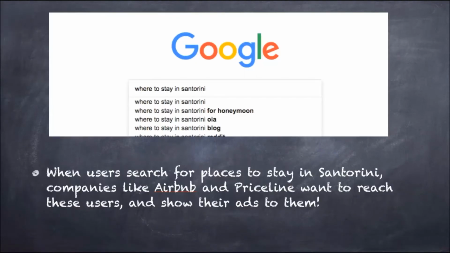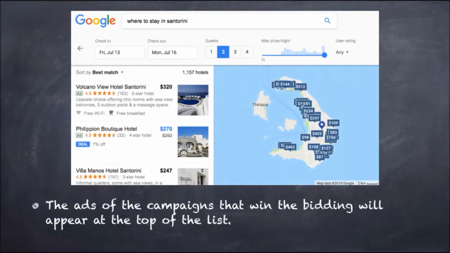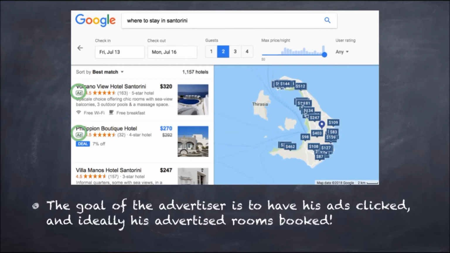When users search for places to stay in Santorini, companies like Airbnb want to reach these users and show their ads to them. So they run several campaigns and they invest certain funds that they expect to pay off through ad bidding. The ads of the campaigns that win the bidding will appear at the top of the list. The goal of the advertiser is to have his ads clicked and ideally his advertised rooms booked.